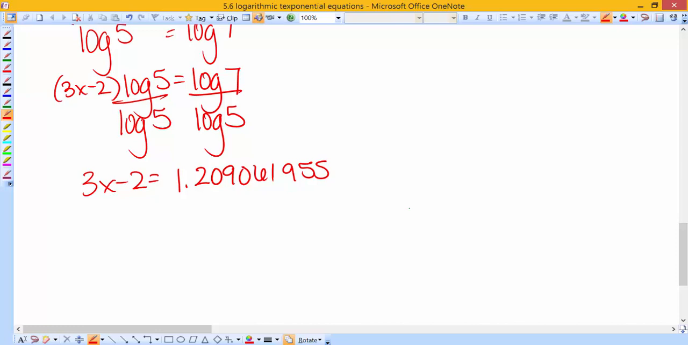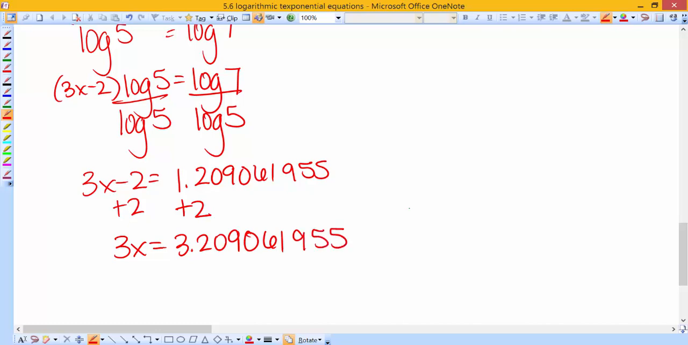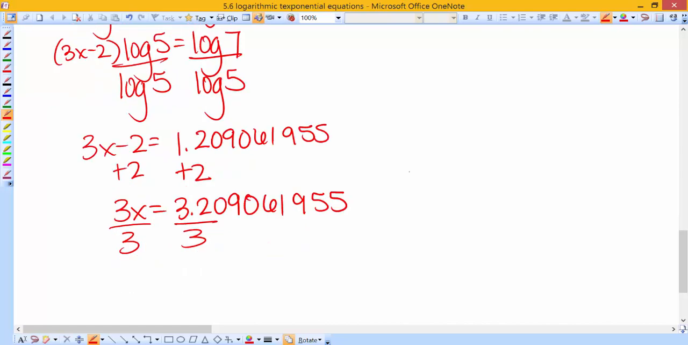I leave that in my calculator, and I know that I'm going to add 2 to both sides. So in my calculator, I just hit add 2 equals. So now I have 3x equals 3.209061955. Now I can divide by 3. So I divide by 3, and I get for x 1.06969.